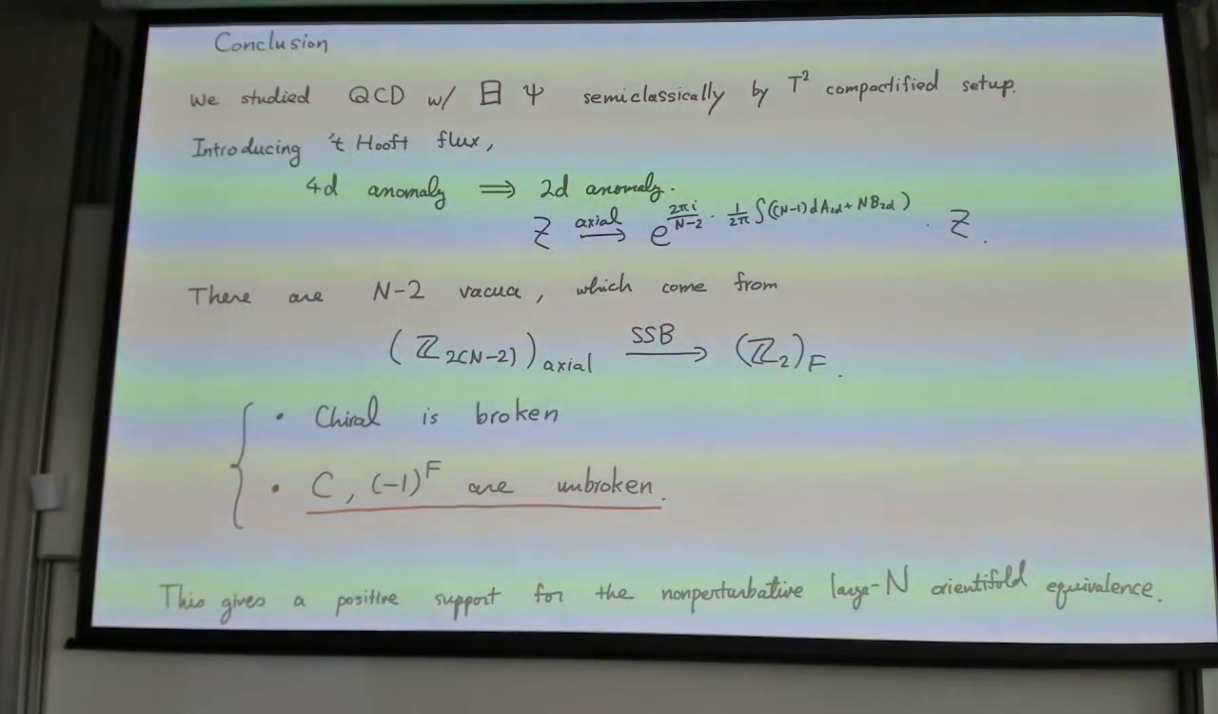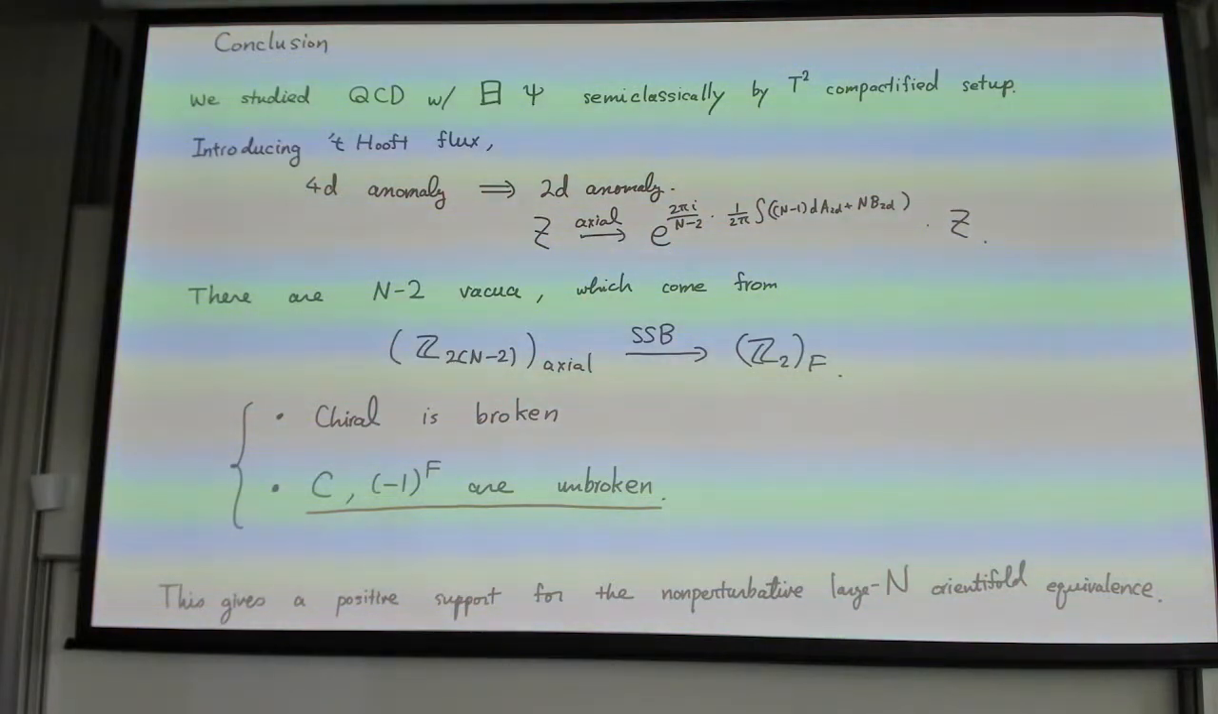So let me summarize what I have obtained. We studied QCD with 2-index antisymmetric fermions using semiclassical analysis on this small torus with non-trivial magnetic flux. By introducing magnetic flux properly, we keep the 4D anomaly in this 2D effective theory, which suggests that these two dynamics are constrained by the same anomaly relation. So we can expect that adiabatic continuity may hold between these two theories.